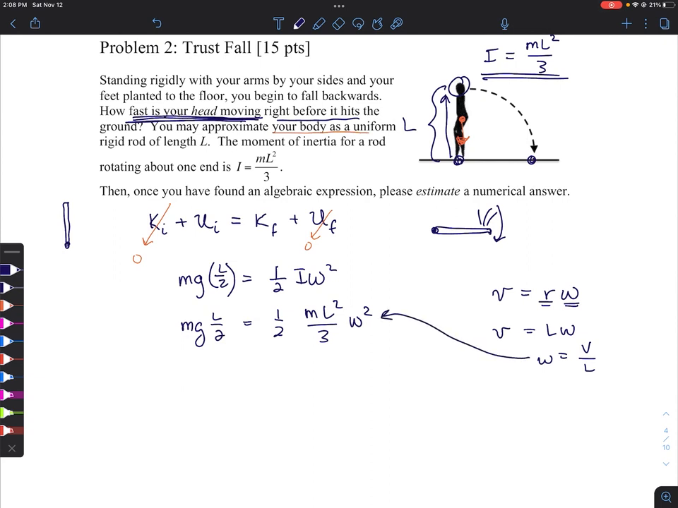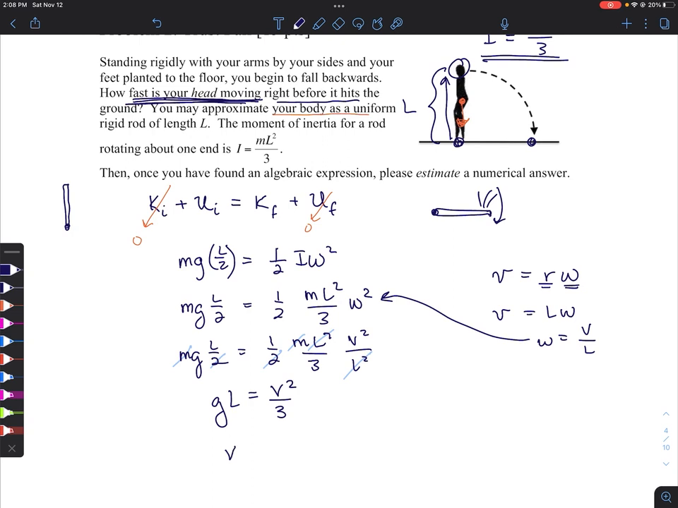So I can take that and plug it in here, and I get mgL over 2 equals 1/2 times mL squared over 3 times v squared over L squared. So now we can cancel quite a lot of things. These L squareds cancel, the m's cancel, these 2's cancel. So we're left with gL equals v squared over 3. If we solve that for v, we get the square root of 3gL.